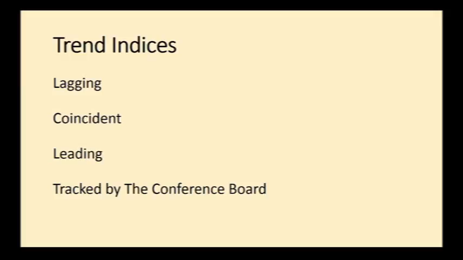Lagging indicators deal with the past 6 months, past 3 months. Coincident deals with the current time frame, month before month coming, and then you're looking at kind of a 3 to 6 month forward view.